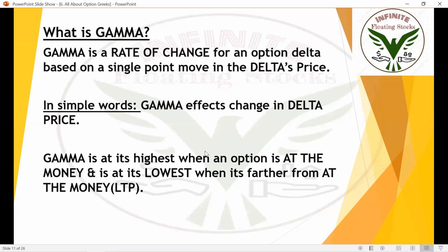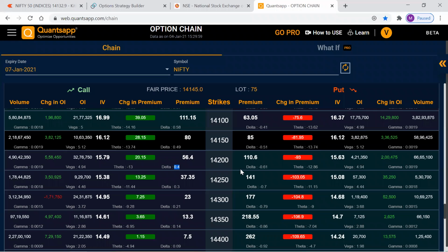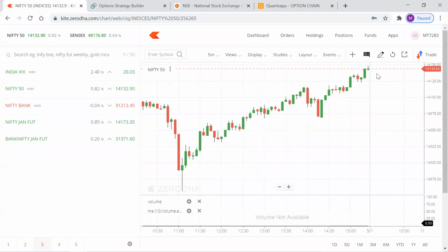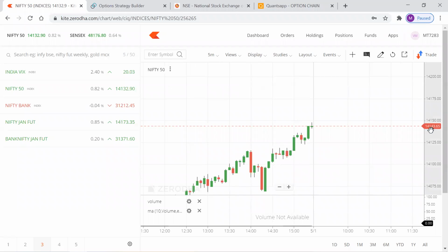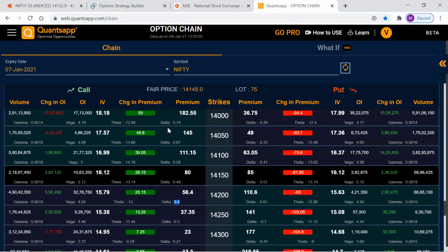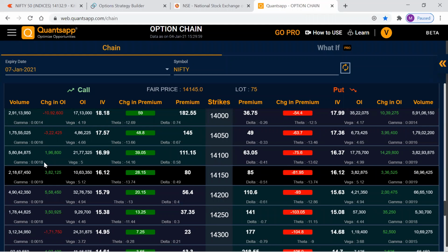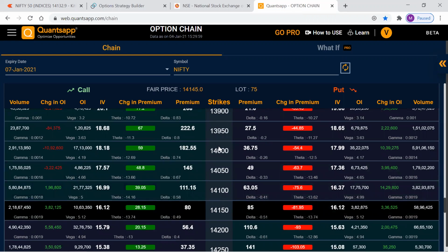Okay, let's look at that. What is at the money? 14,150 is at the money because look where the Nifty has ended. Nifty is at 14,143. Then that means 14,150 is at the money strike. Look at the value of gamma. Gamma value is 0.0019.